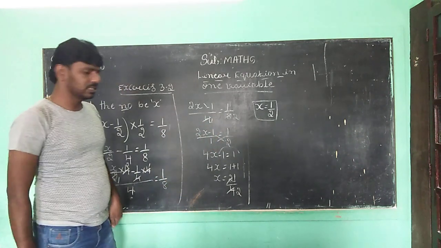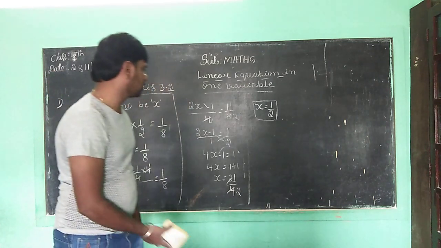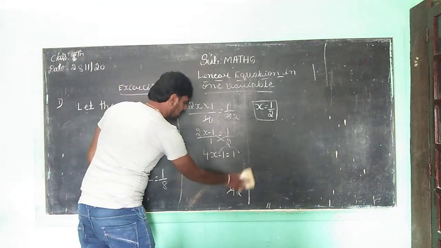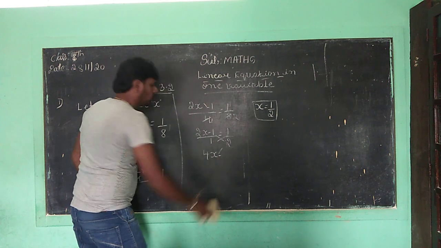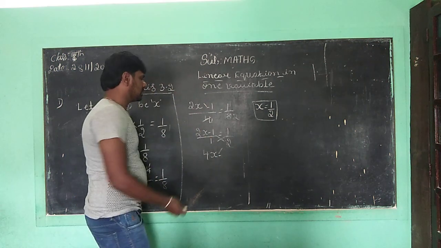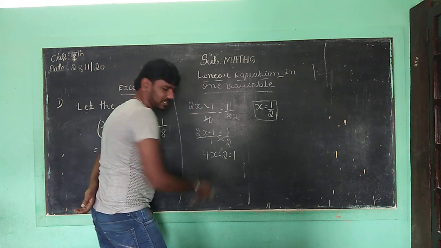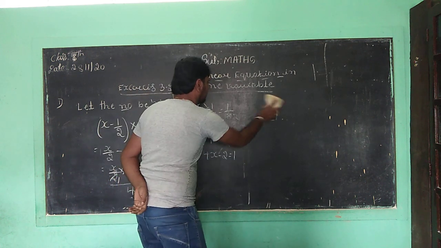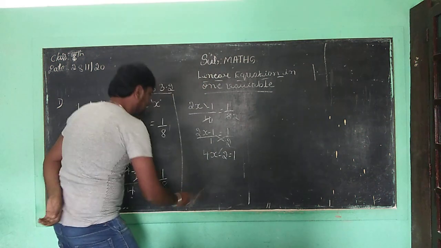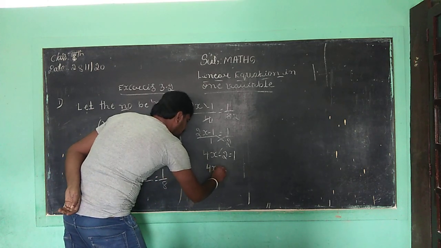Correct children? Sorry, 1 minute, here there is also a small mistake. This is 2 into 2x is 4x minus 2 into 1 is minus 2 is equal to 1 children. So children, you want to correct that one. 4x minus 2 is equal to 1.